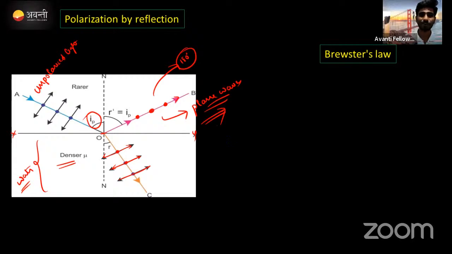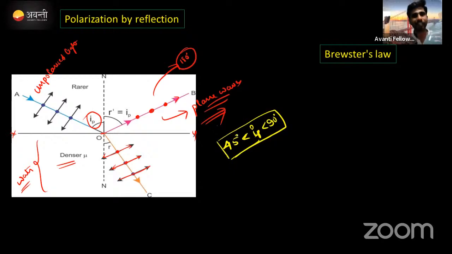Incident angle कितना होना चाहिए? 45 degree से theta value. This IP value, IP means polarization angle, I will write this one. This polarization angle should be less than 90 degree and greater than 45 degree. In this condition only it will take place.